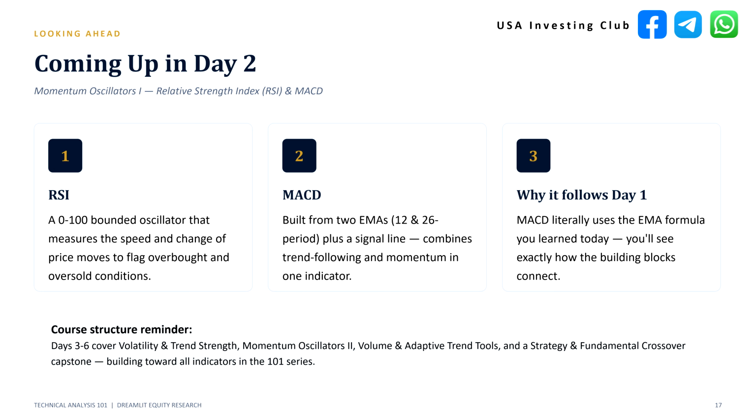Looking ahead to day 2, Momentum Oscillators 1, where we cover the Relative Strength Index and MACD. RSI is a 0 to 100 bounded oscillator that measures the speed and change of price moves to flag overbought and oversold conditions. MACD is built from 2 EMAs, 12-period and 26-period, plus a signal line, combining trend following and momentum into a single indicator.